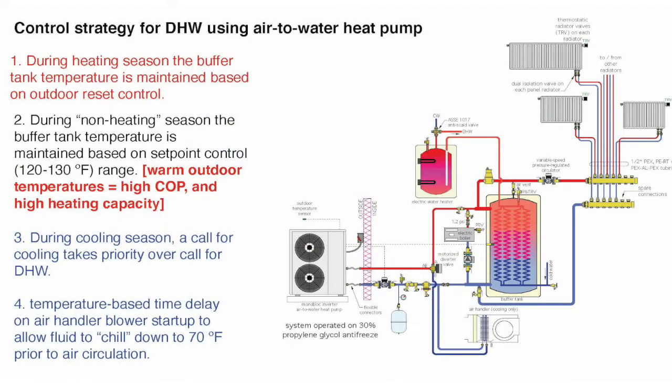But we could definitely have situations where the load might be 1,000 BTUs per hour from one panel radiator, and you've got a heat pump that simply can't go down that low. You need some buffering mass in the system. So that's what that tank does. Now, the red note there, number one, says during heating season, the buffer tank temperature is maintained based on outdoor reset. We're doing that to bring up the annual COP of the heat pump.